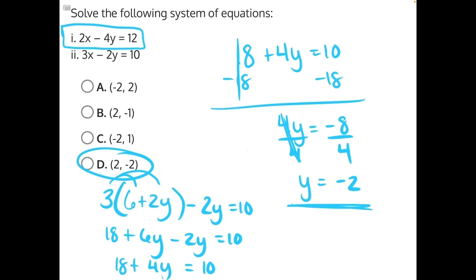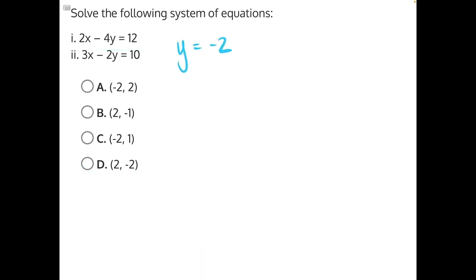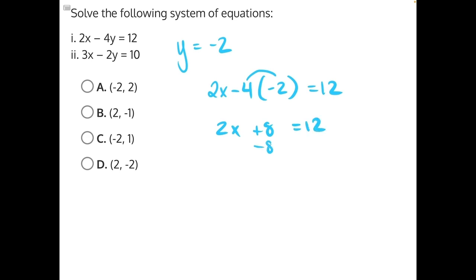At that point, you can mark D and move on with the rest of the test, but for the sake of the video, I'll show you how to finish the rest of the problem. Now that we have our value for y being negative 2, we can substitute that into either equation, either our first equation or our second equation. Let's do our first equation. So we'll have 2x minus 4 times y, which we know is negative 2, and that'll be equal to 12. When we do distributive property, negative 4 times negative 2 will give us a positive 8. Plus 8 equals 12.